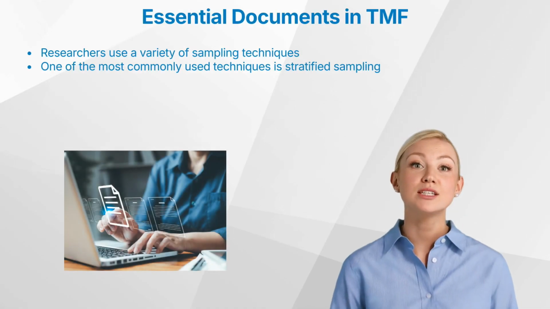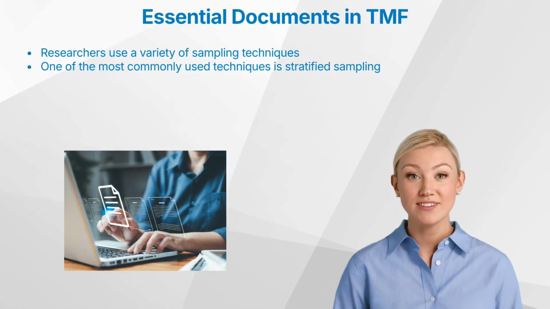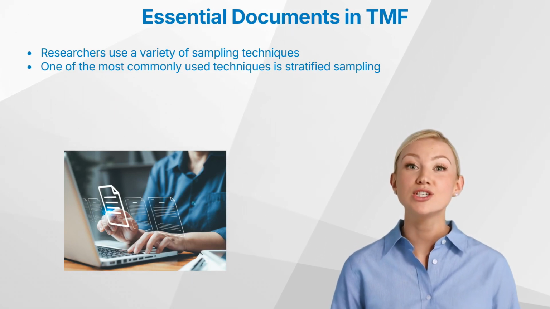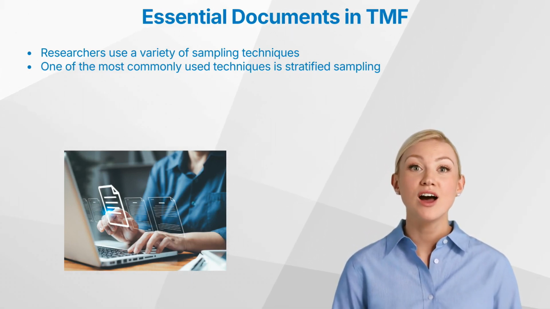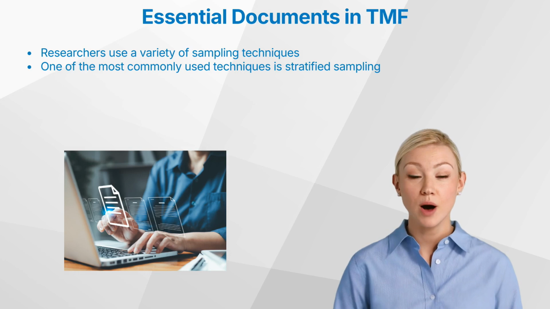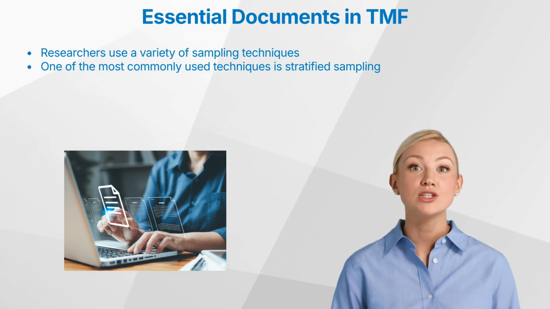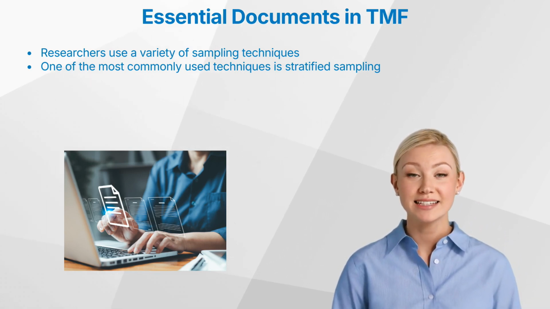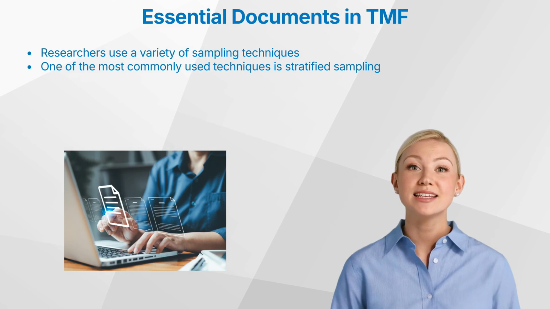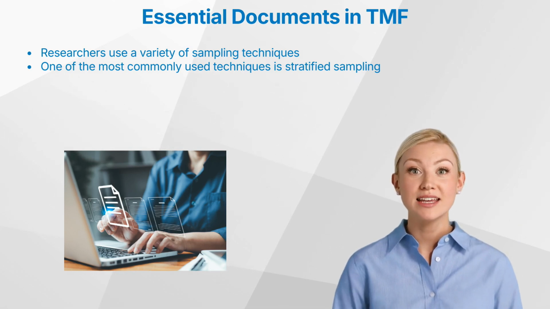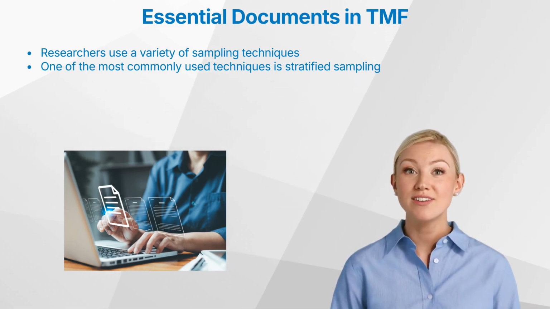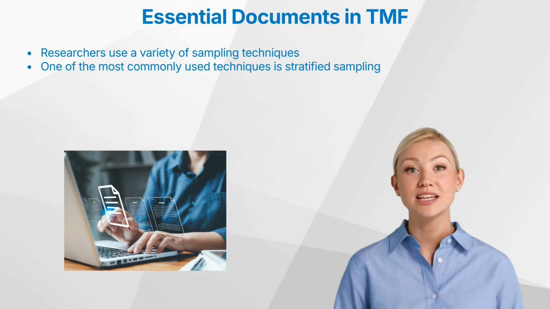Clinical research helps to discover new treatments and therapies for various diseases. In order to ensure that the results of clinical research are accurate and representative of the population being studied, researchers use a variety of sampling techniques. One of the most commonly used techniques is stratified sampling. In this video, we will discuss what stratified sampling is and how it is used in clinical research.